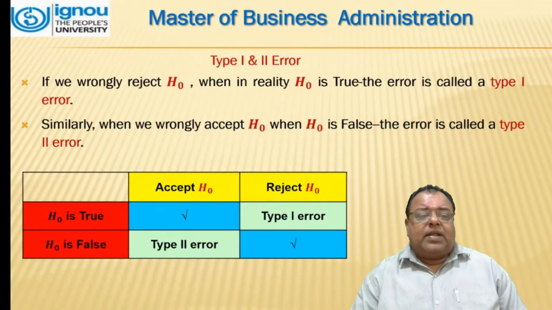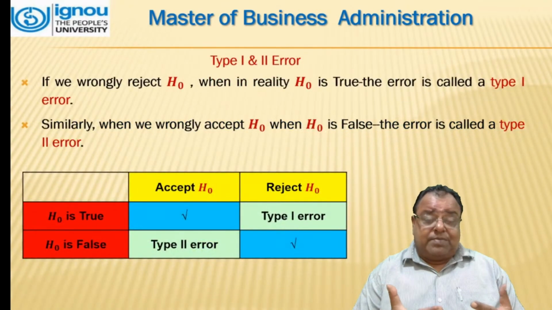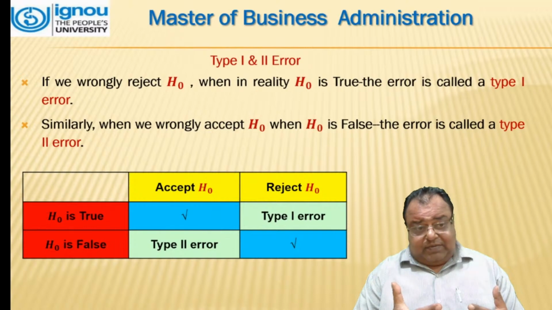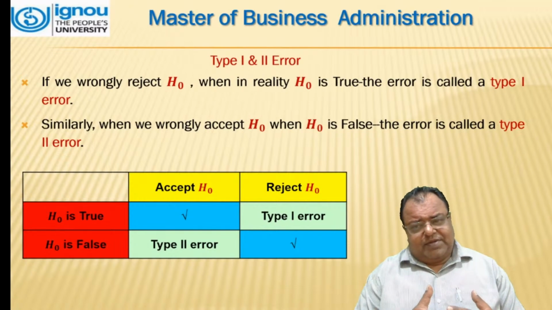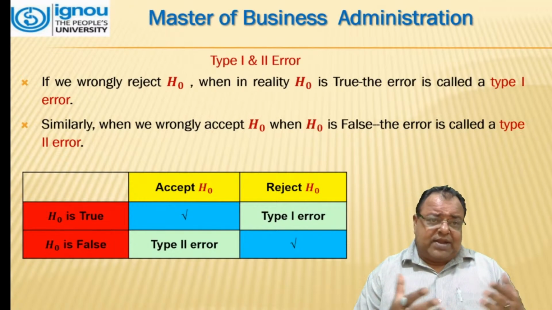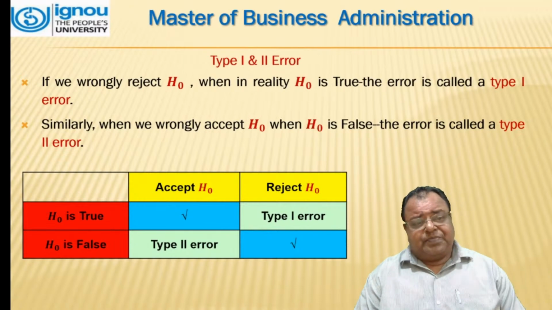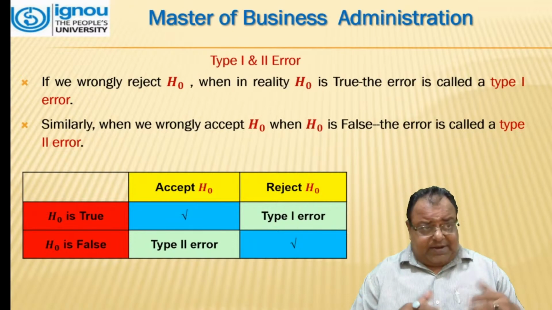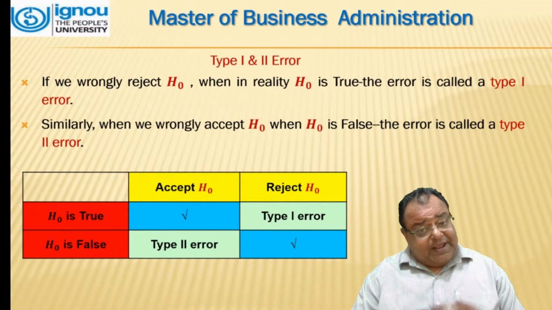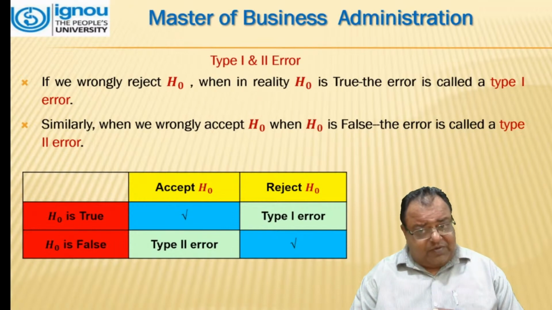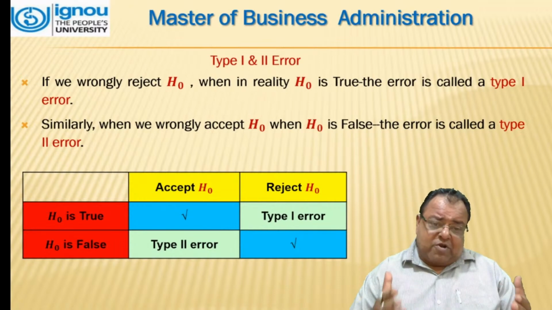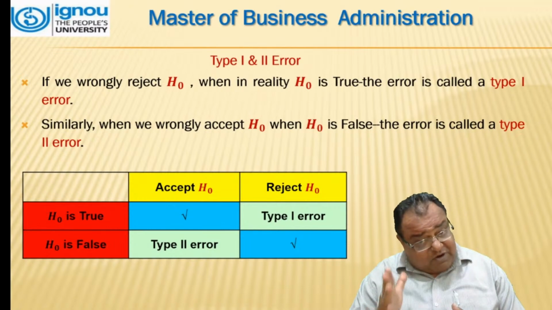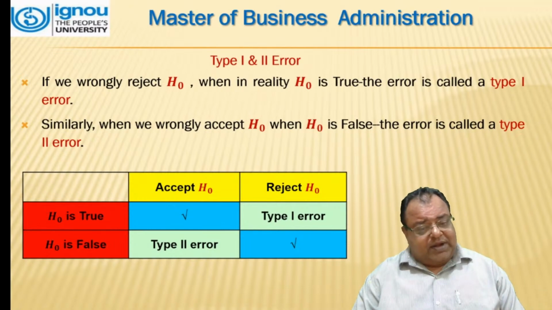Now, while doing this interpretation, we may draw wrong conclusions. This arises due to the types of error. There are two types of error, type 1 and type 2. If we wrongly reject H naught, when in reality H naught is true, the error is called type 1 error. Similarly, if we wrongly accept H naught, when H naught is false, the error is called type 2 error.